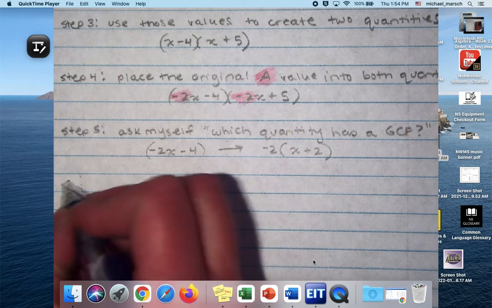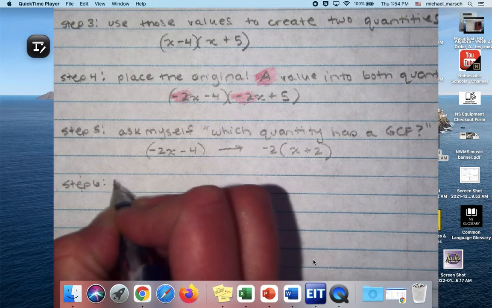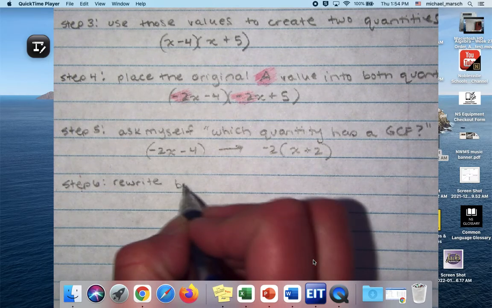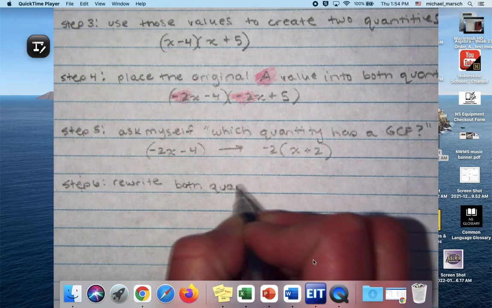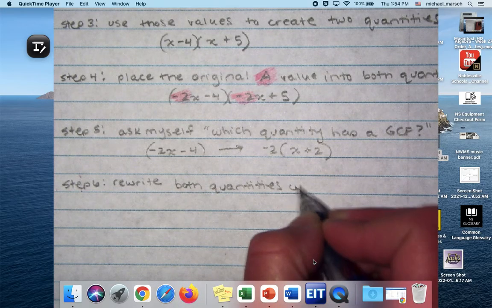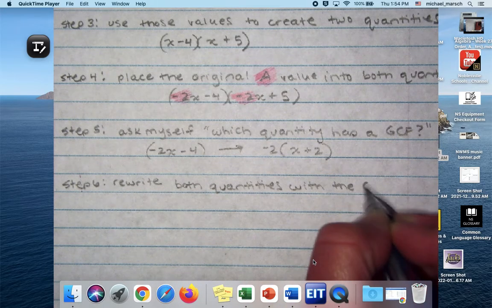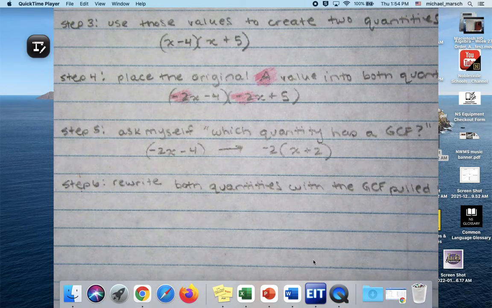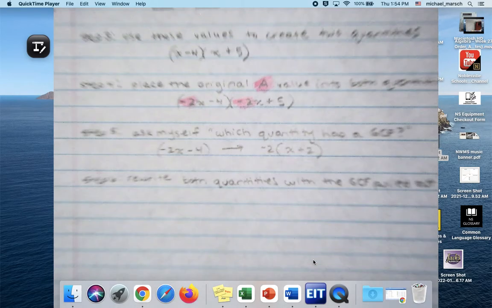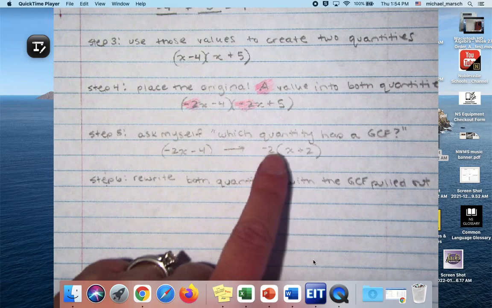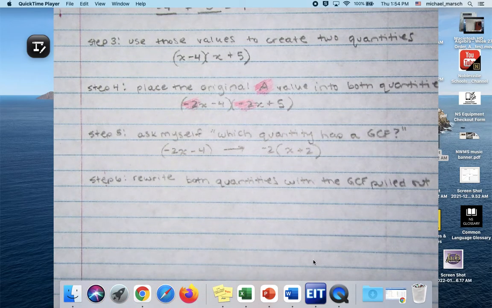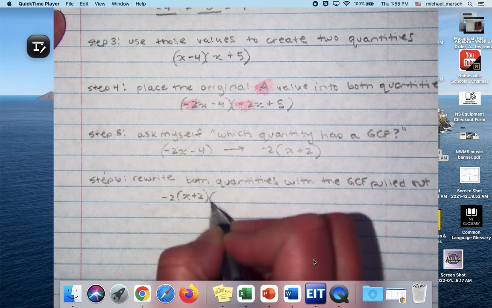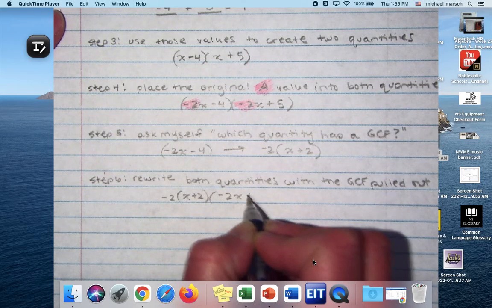Okay, step 6. Rewrite both quantities with the greatest common factor. How we took this greatest common factor out, we're going to do the same thing. So now I've got negative 2 times the quantity x plus 2 times negative 2x plus 5.